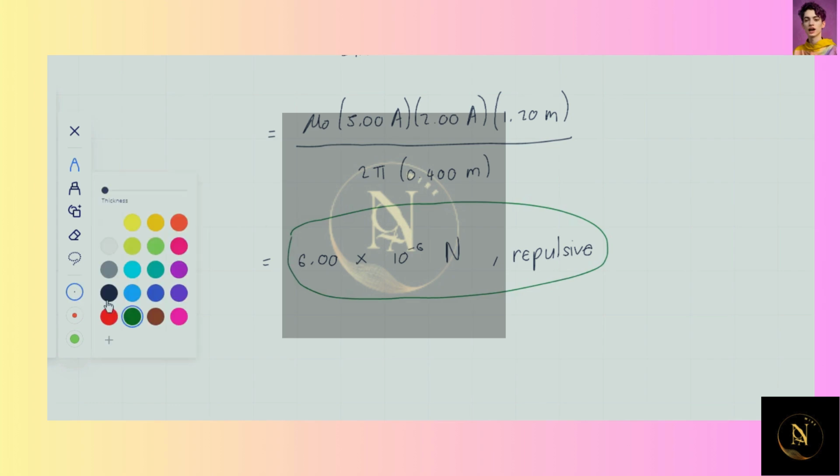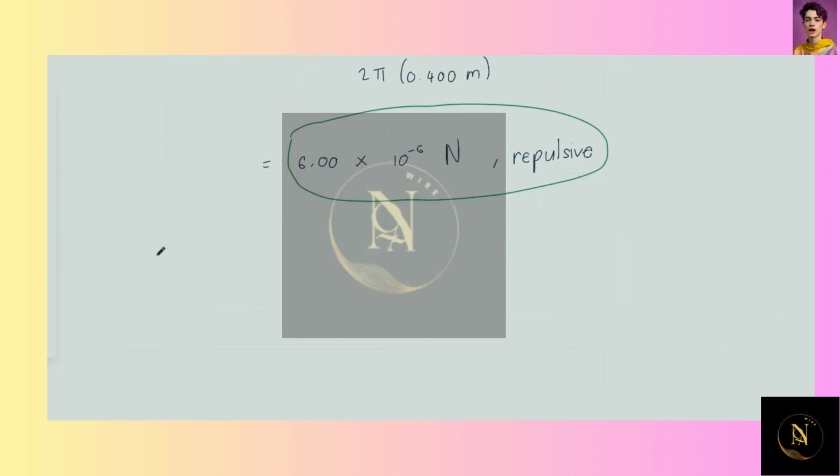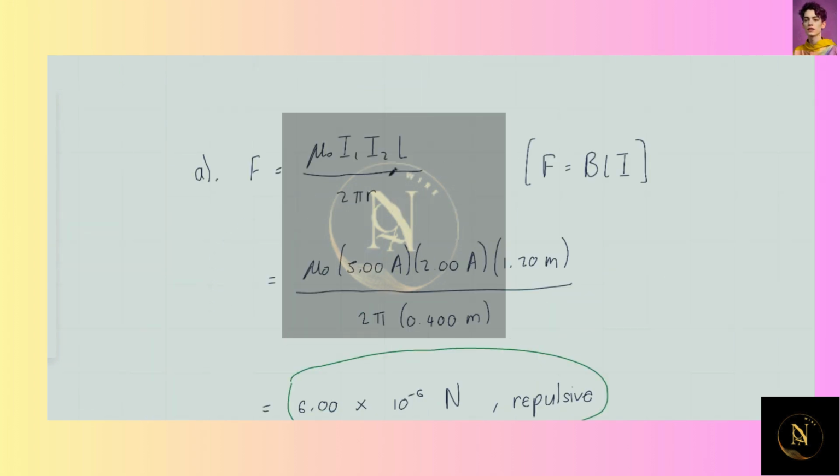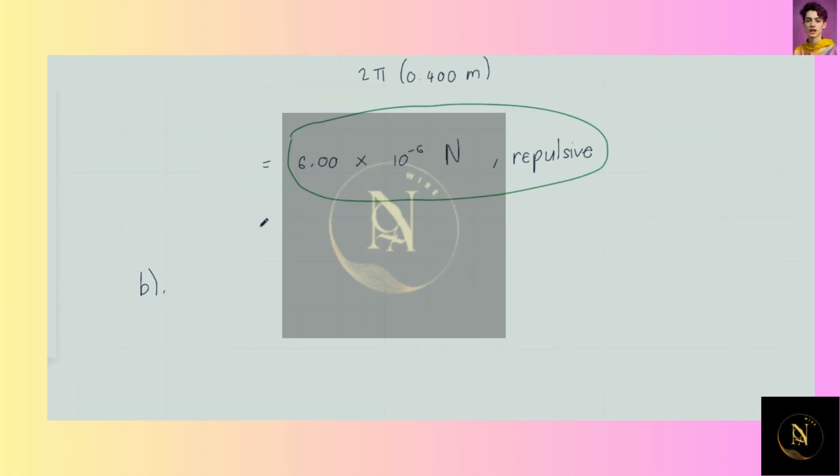Now for part B, we want to know what will happen to the force if both currents are doubled. Now we can see that the force is linearly dependent on each of the currents. So if we double the currents, the force increases by a factor of 4. And so simply we can see the force is 4 times the force in part A, which is 2.4 times 10 to the minus 5 newtons.